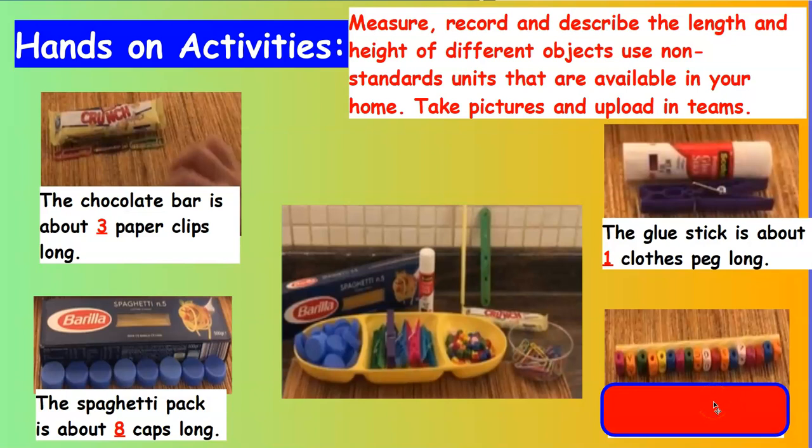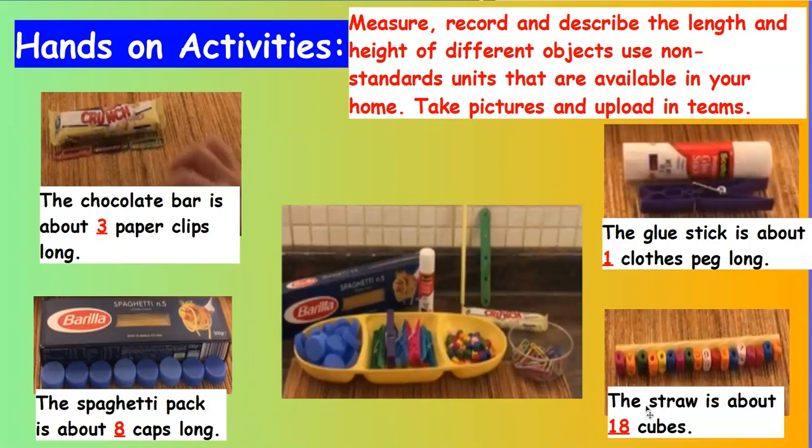Now, how about this one? Okay, now can you try to count? Ready? 1, 2, 3, 4, 5, 6, 7, 8, 9, 10, 11, 12, 13, 14, 15, 16, 17, 18. Okay, and this is a straw. This straw is about how many cubes? All right, the straw is about 18 cubes. This is the way how you are going to measure the length.